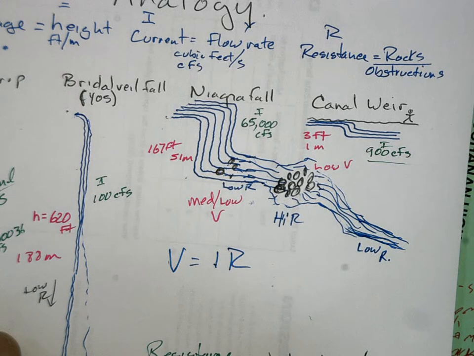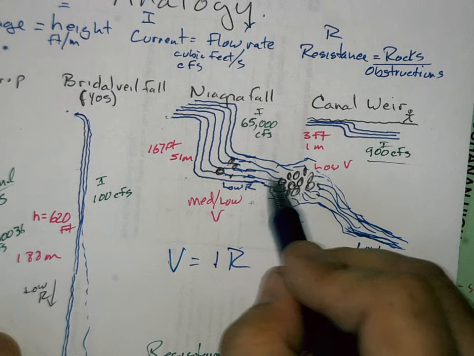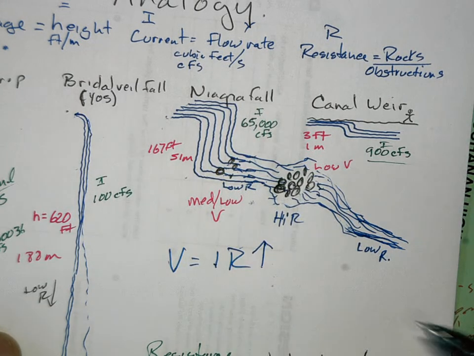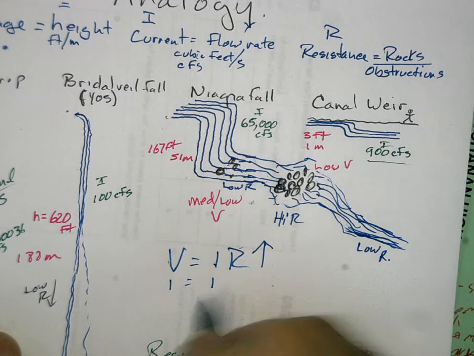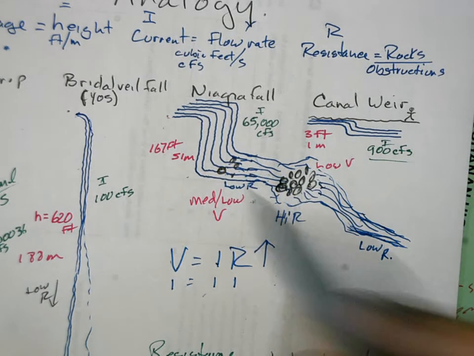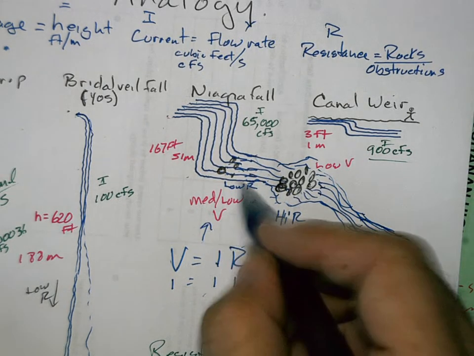What happens if, like from here to here, we have increased the resistance? Now I like using numbers for this. Let's say the voltage is 1. Let's say the current is 1, and that the resistance is 1. Okay, 1 times 1 equals 1. So that would be what's happening right over here.